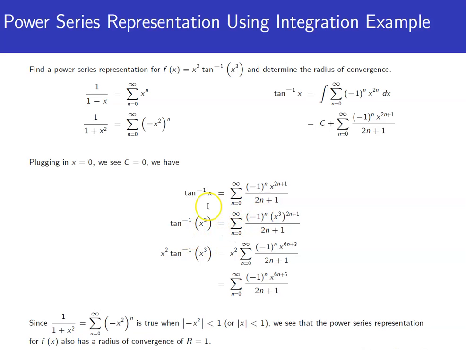And here we're just plugging in x cubed. Well, if absolute value of x is less than 1, absolute value of x cubed will be less than 1. It still is the same thing. It still says that absolute value of x has to be less than 1. Multiplying by x squared doesn't change anything, so all of these didn't change the radius of convergence at all, so our radius of convergence stays at 1.